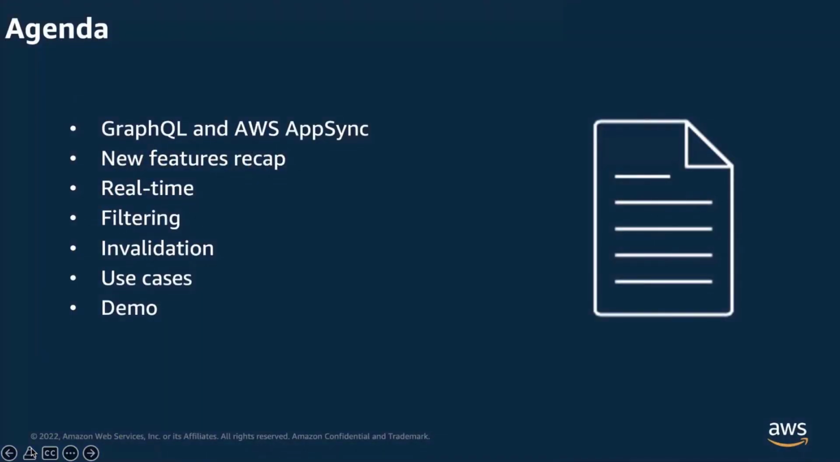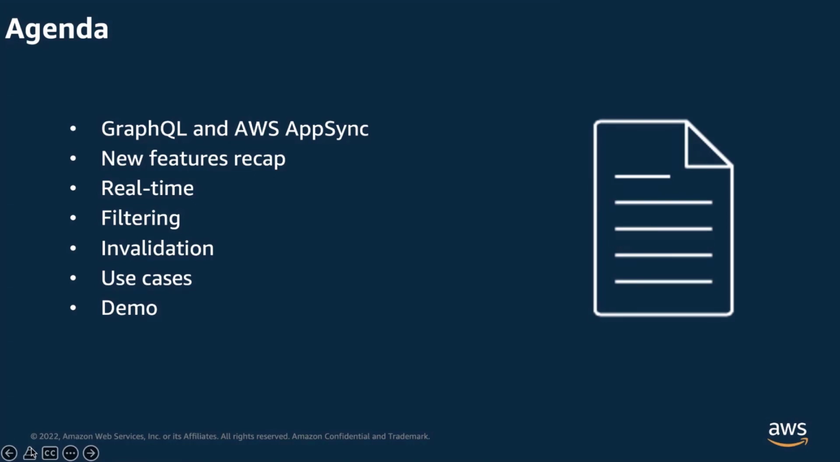So here's what we're going to talk about today. We start by quickly leveling up on GraphQL as a technology and how AWS AppSync leverages GraphQL to provide a powerful and flexible serverless API solution. We have a quick recap on the features we launched recently. After that, we get to the main topic of this session and talk about real-time application experiences.